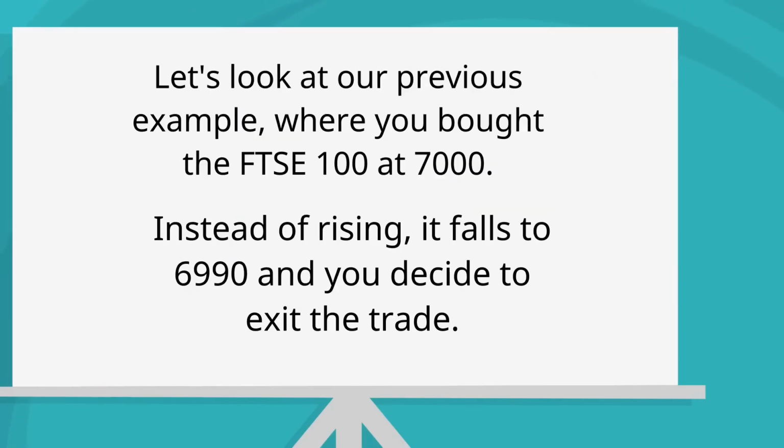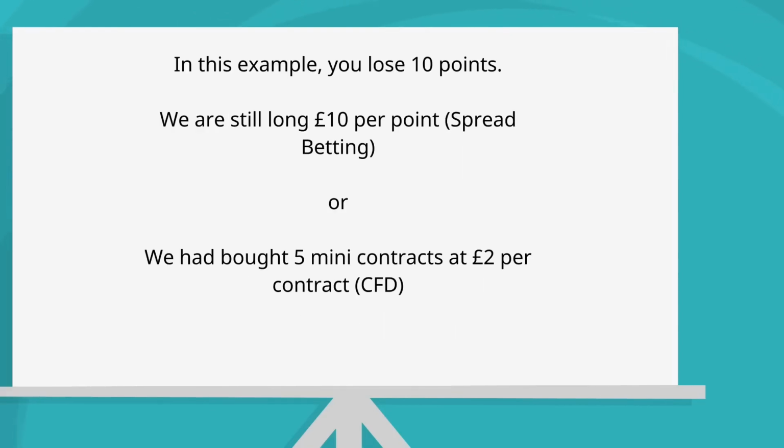Let's look at our previous example, where you bought the FTSE at 7,000. Instead of rising, it falls to 6,990, which is a 10-point drop, and you decide to exit the trade. In this example, you lose 10 points. We are still long £10 per point with spread betting, or we had bought 5 mini contracts at £2 per contract, and that would be CFDs. In both instances, you now lose £100.